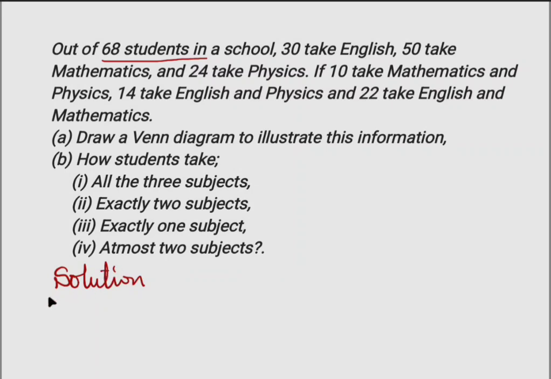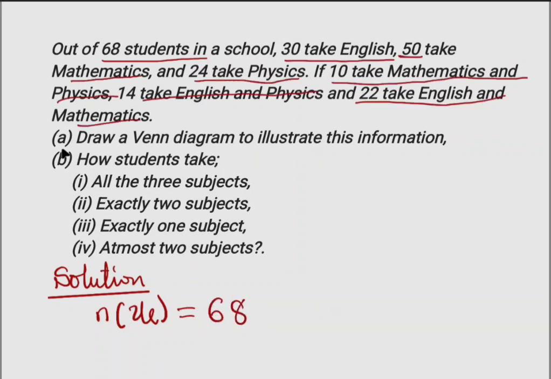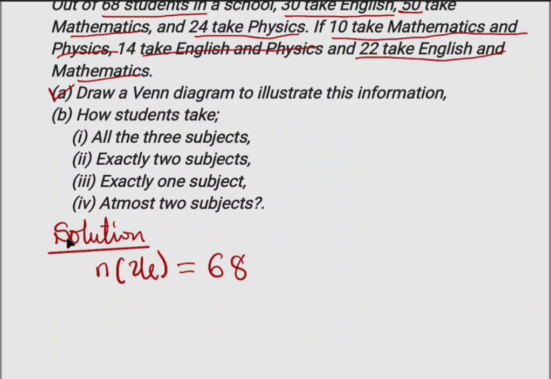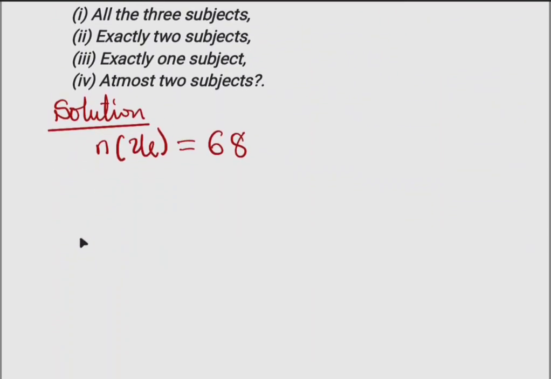We are told that out of 68 students in a school, it means 68 is the number of elements in the universal set under consideration. So that is 68. We are now asked to draw a Venn diagram to represent this information. Without taking our time, let's go straight into the diagram.